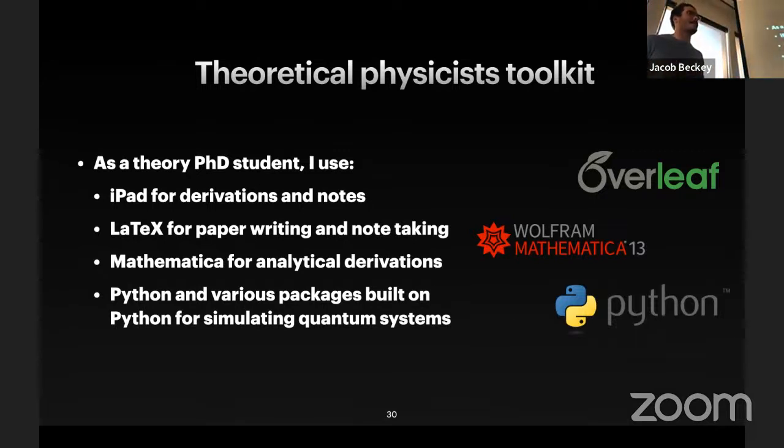Some people hate it. I see some eyes rolling. These all have their different applications, like Python. If you're doing some simulation of quantum systems, there's nice packages built in Python that make that way easier. Mathematica is really good at doing analytical derivations.